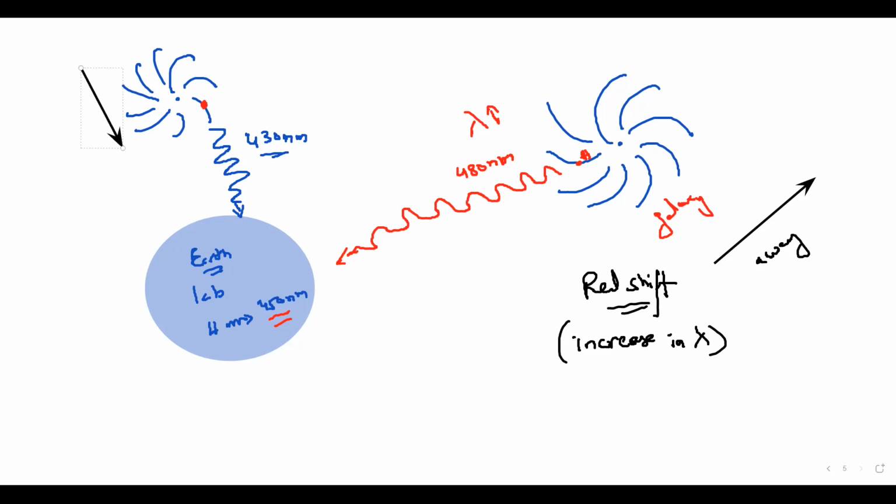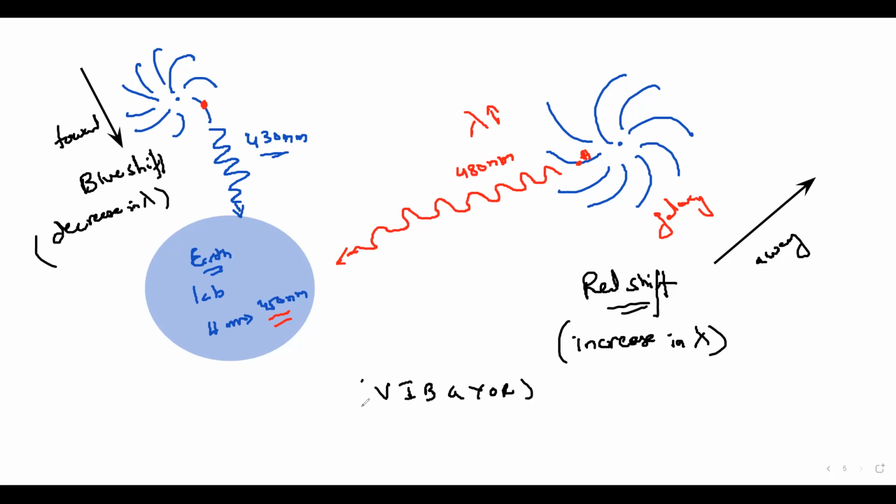So when the galaxy is moving towards us, we can say that the wavelength will decrease. There will be a decrease in wavelength. And when there's a decrease in wavelength, we call that a blue shift. Blue shift refers to a decrease in wavelength, and red shift means an increase in wavelength. So we have violet, indigo, blue, green, yellow, orange, and red. Red shift means the wavelength increases, whereas blue shift means the wavelength which we receive has decreased.